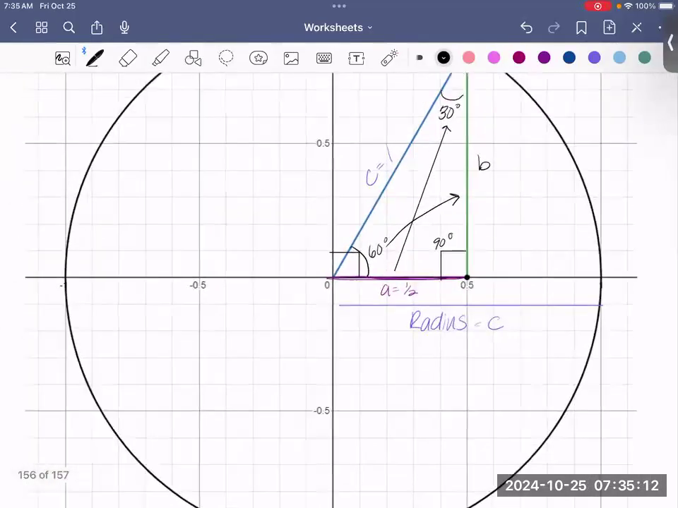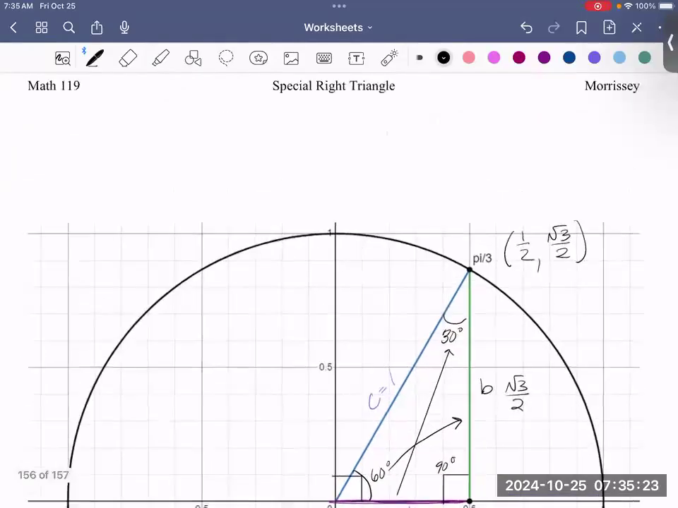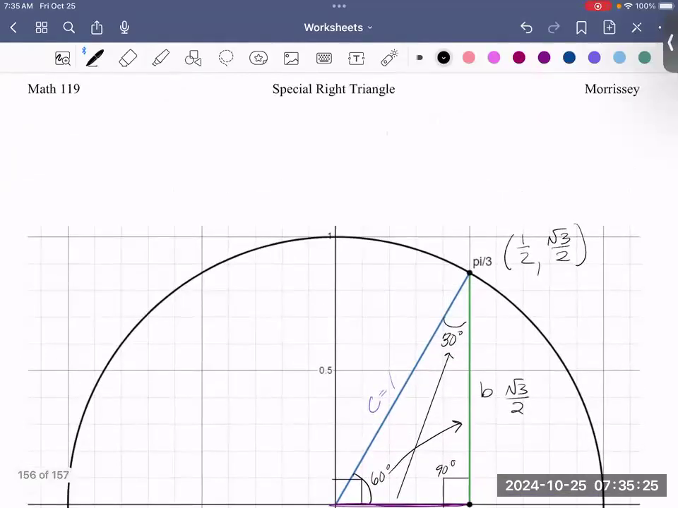Now that is what b is over here, root 3 over 2. So that means this coordinate is 1/2 comma root 3 over 2. So your ratio of your 30, 60, 90, or pi over 6, pi over 3, and pi over 2.